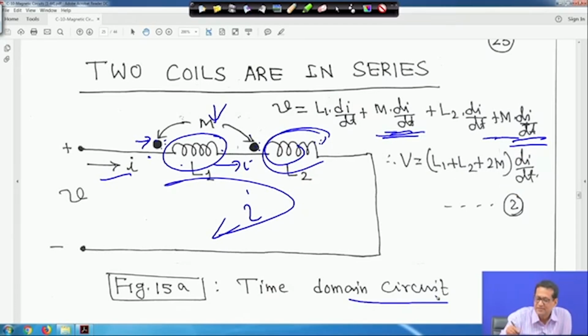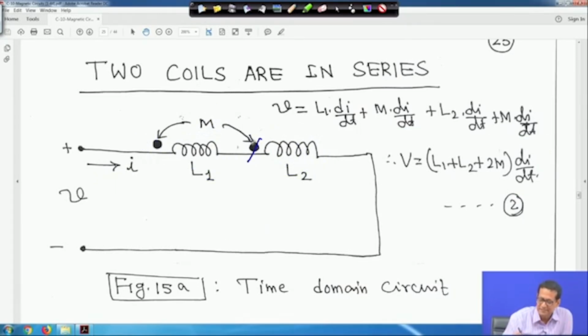Another thing can happen. Let me clear it. Suppose the dot is not here, suppose I put the dot here on this coil. In that case, what will happen? The current I is entering into one dot, but the same current is leaving the other dot. So current enters in one coil, but in the other coil the current leaves the dot. In that case, the sign of this one should be plus, and the sign of this one should be minus. It will be minus then.